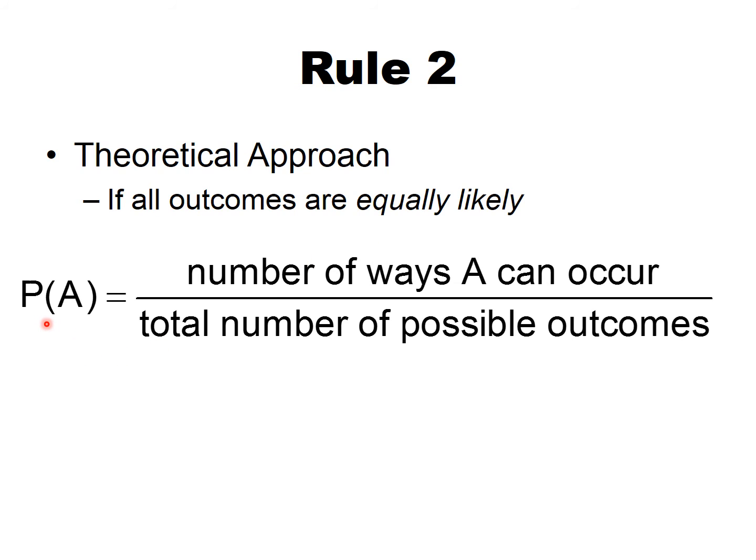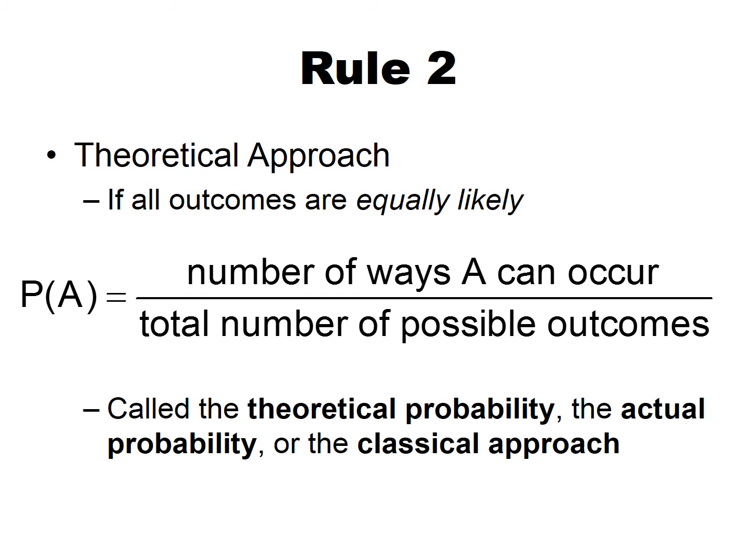And so here we calculate the probability of A by dividing the number of ways that the event can occur by the total number of possible outcomes. And this will give us an exact theoretical probability. And so this approach is also called the theoretical probability, the actual probability, or the classical approach. Just goes by different names.